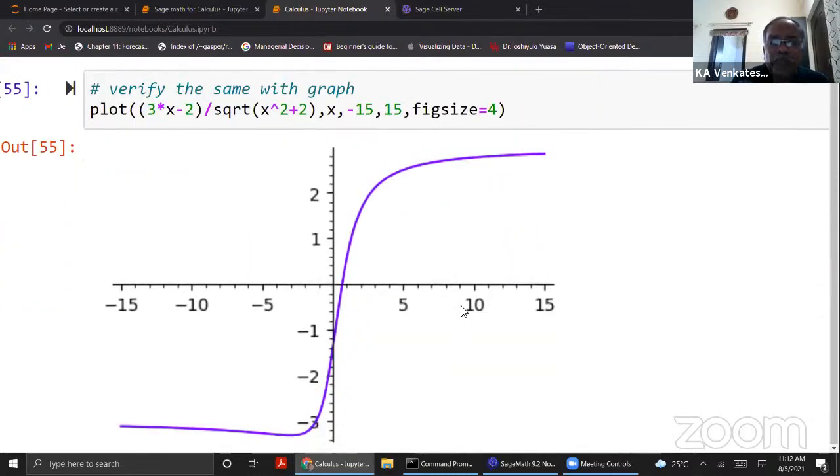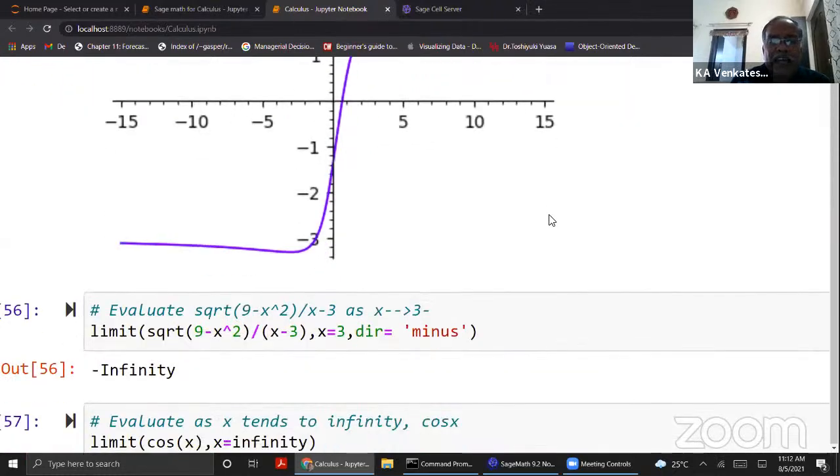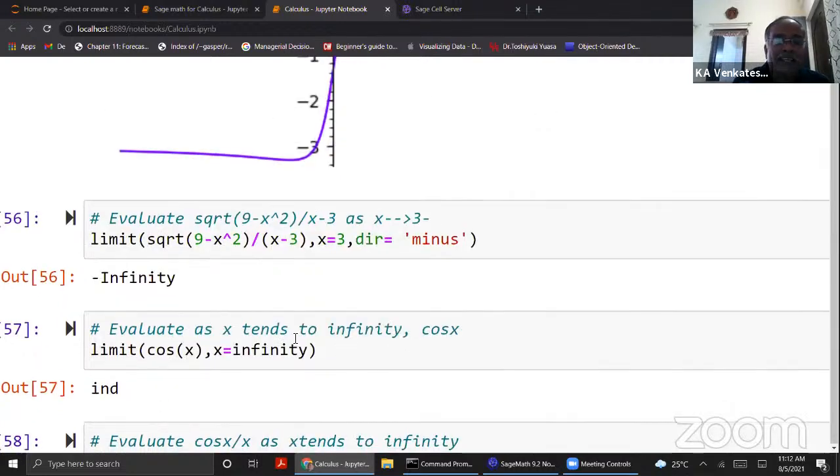If you put here x as minus 5, and the figure size is given, you can see that. Okay, this is, as I told you, 3 minus or 3 plus. The only change is you're going to put the square root of 9 minus x square divided by x minus 3. So look at this. When you talk about the square root, it is only for this part. So minus infinity. In the same way, another problem: limit cos x as x tends to infinity.